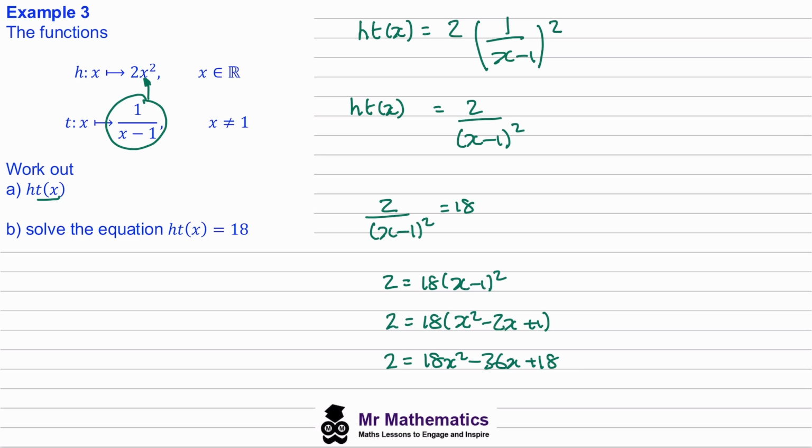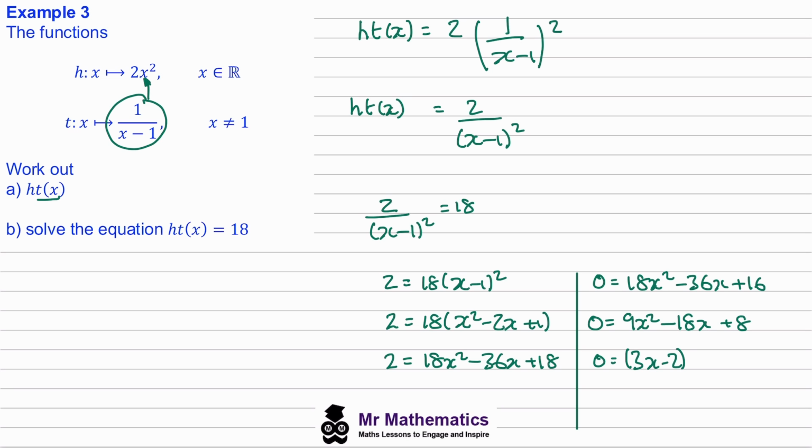And then we'll take away 2 from both sides. And we get positive 16. Now we can factor out the 2. So we get 9x squared minus 18x plus 8. And then we can factorize this. This will be 3x minus 2 multiplied by 3x minus 4. So x will equal 2/3 and x will equal 4 over 3. Okay?